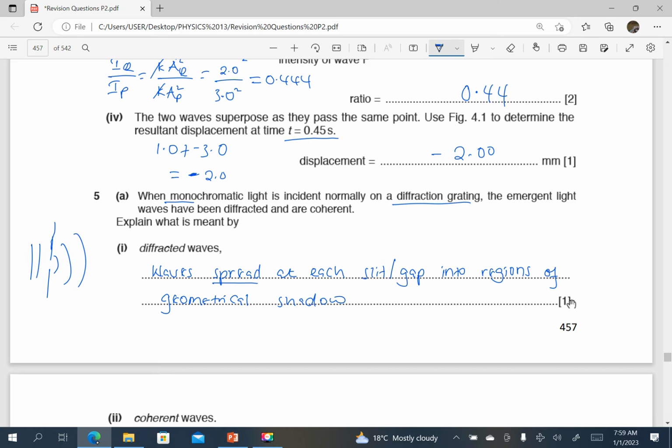What do we mean by regions of geometrical shadow? You see this area here and the area above here. If the waves were to travel in a straight line, they wouldn't reach in that area. So that area would be a shadow. This area will also be a shadow, but the waves spread into those areas. So we say they spread into regions of geometrical shadow.